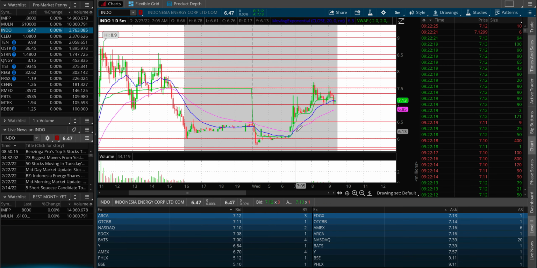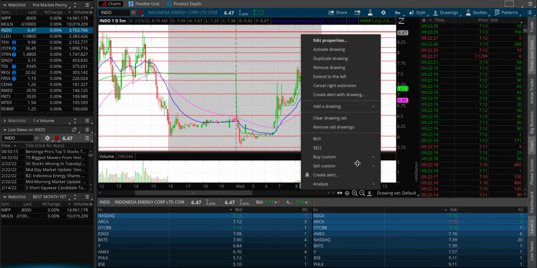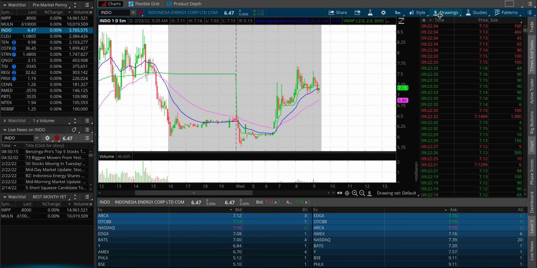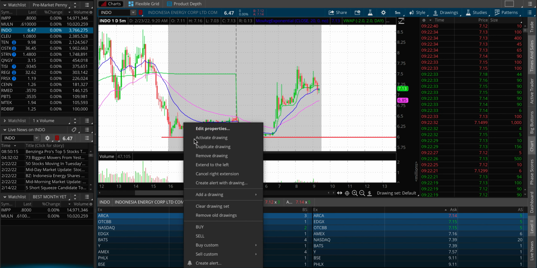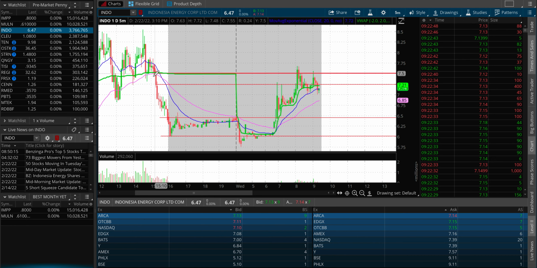INDO was very nice to us yesterday. There were a lot of trades on it. Let's clear the drawings though, so we can start fresh for this morning and mark the key levels. This one is obviously very important. I'll put it right here. So it's 6. It's also a psychological number. Then we have this 6.45. This here, double top 7.24. This here.